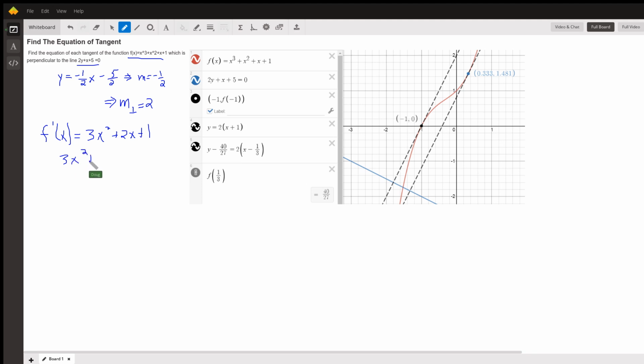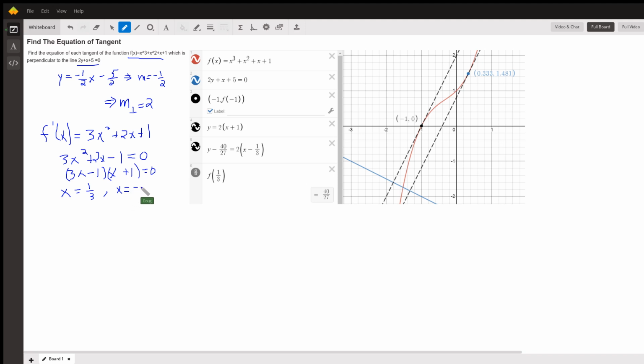So if I set this equal to 2, I'll end up subtracting 2 from both sides because I have a quadratic equation. That factors into 3x minus 1 times x plus 1. It's like I need a plus 1 here and a minus 1 here. So that tells us that the x-coordinates of the points on the curve that have a tangent line with a slope of 2 are 1/3 and negative 1.